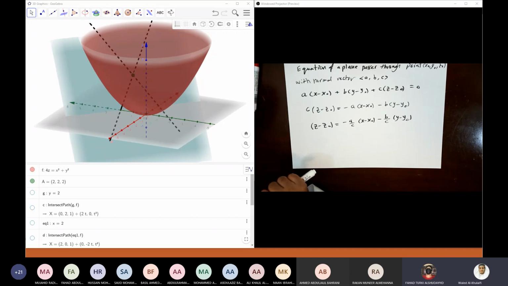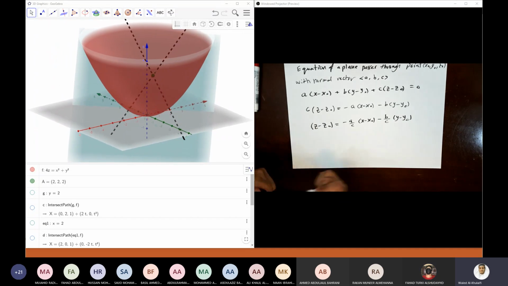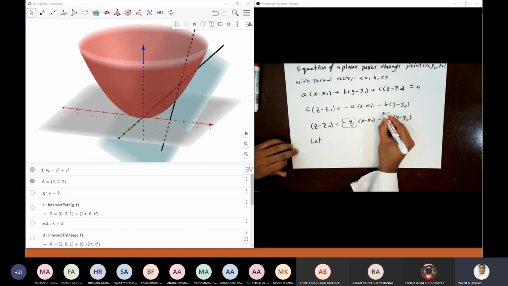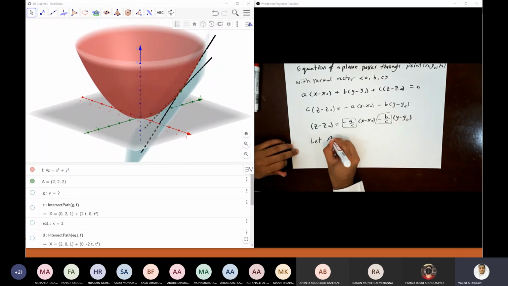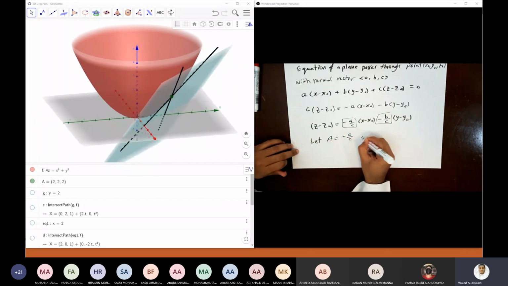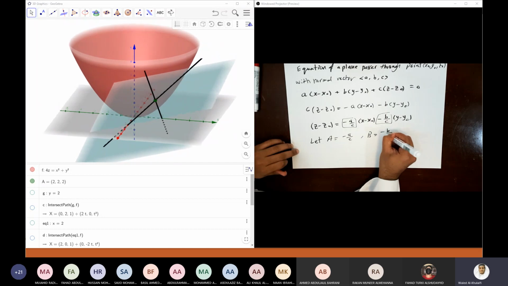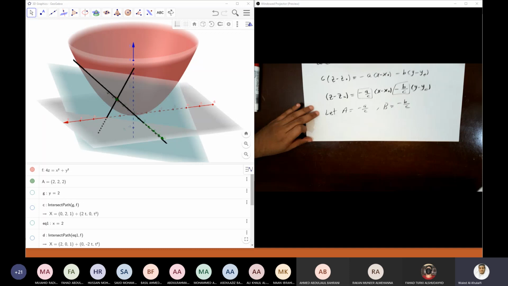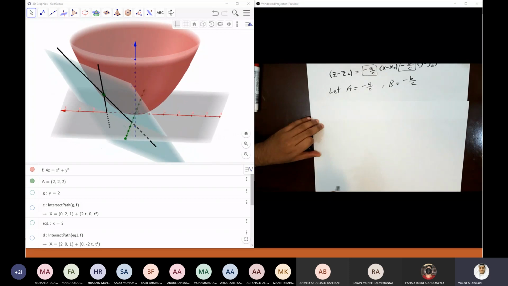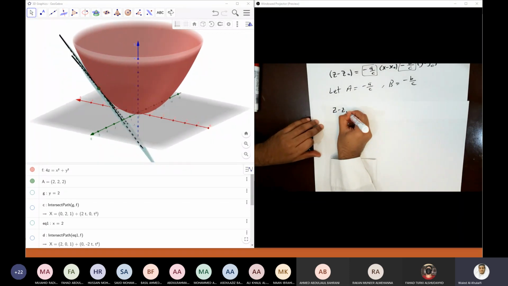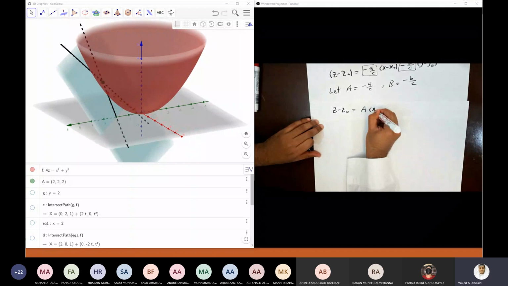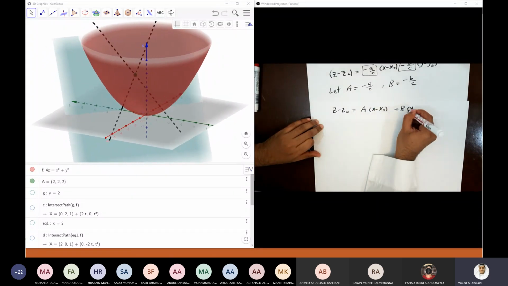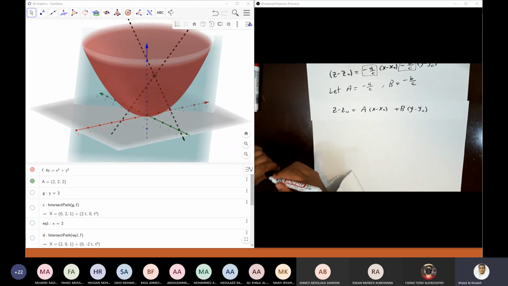Right. Next, I'm going to replace these by other constants. So let capital A equal minus a over c, and capital B equal minus b over c. So the new version of this equation is z minus z naught equals capital A (x minus x naught) plus capital B (y minus y naught). Okay?